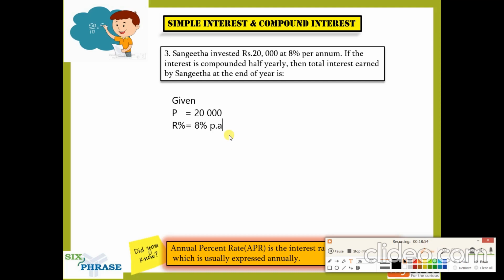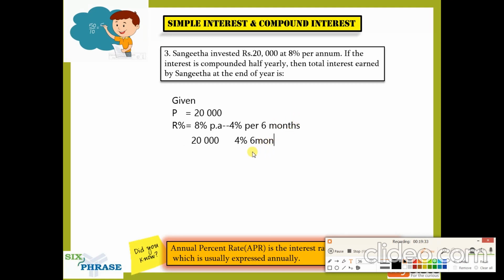Now they are compounded half yearly. So what I should do is find the rate of interest for 6 months. If it is 8% per annum, then it is 4% per 6 months, right? So you could first split up the percentage. Okay, so we'll take 20,000 and then try to do the compound interest method. 20,000 and the rate of interest is 4% for 6 months.